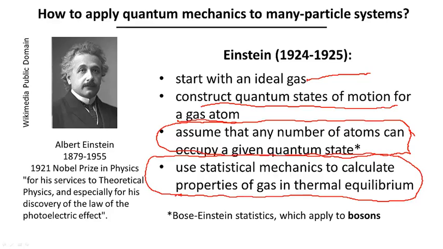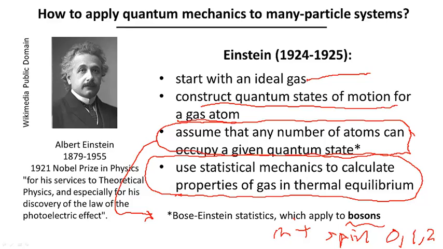So now, in modern language, this assumption that any number of atoms can occupy a given quantum state is called Bose Einstein statistics, which apply to bosons which have integer spin: 0, 1, 2, and so on. So a photon is a boson, and a pair of fermions is also a boson. We'll get to that momentarily.